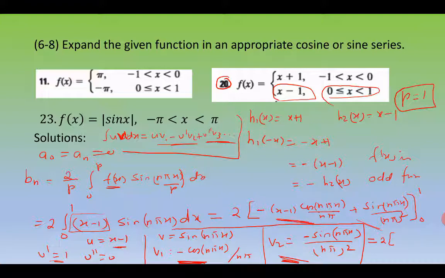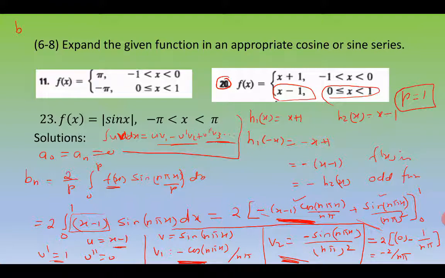When x is 1, the first term will be 0, second term will also be 0, so the upper limit is 0, there is nothing, the upper limit gives you zeros. When x is 0, this part will be 0, sin 0 will be 0, but here you can find some answer. X is 0, minus 1 will be positive 1, cosine n pi, x is 0, cosine n pi 0 is cosine 0, cosine 0 is 1 over n pi, so the answer is minus 2 over n pi.